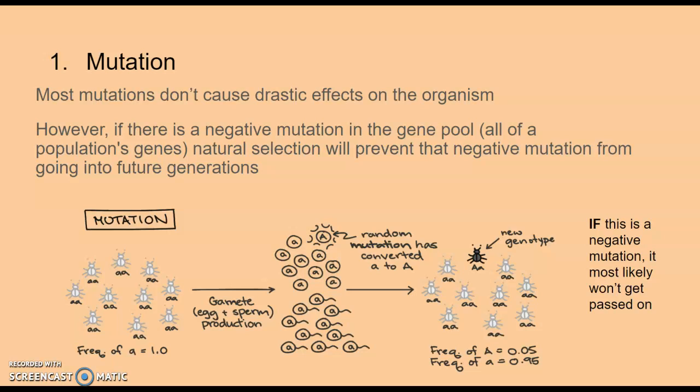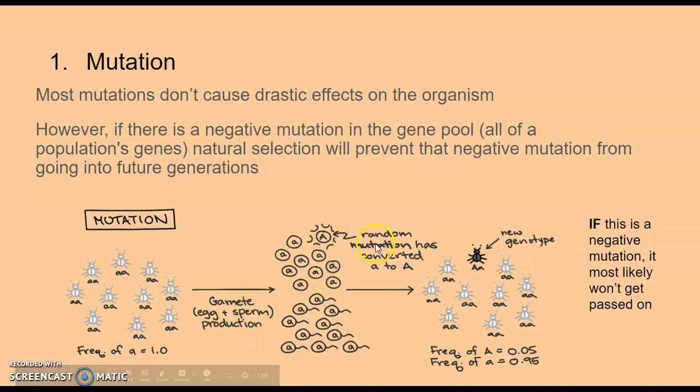So let's look at this example here. We have a bunch of little beetles. Notice their genotypes are all little a, right? In their gametes, their egg and sperm production, there happens to be a mutation. And remember that mutations forming in a gamete can get passed on, right? A mutation formed in a skin cell is not going to necessarily get passed on to the next generation. But if it happens in a sperm or egg cell, it will.